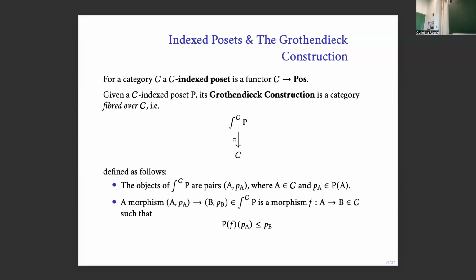And then a morphism from the pair A and P of A to the pair B and P of B in this category consists of a morphism from big A to big B, which has this property: when you apply the functorial action of P to F and move P of A along that to get something in P of B, then that has to be less than or equal to P of B with respect to the poset structure on P of B. And then we just define this functor pi here by basically projecting out the first element and also these morphisms.